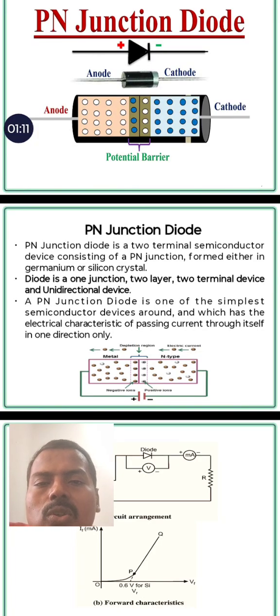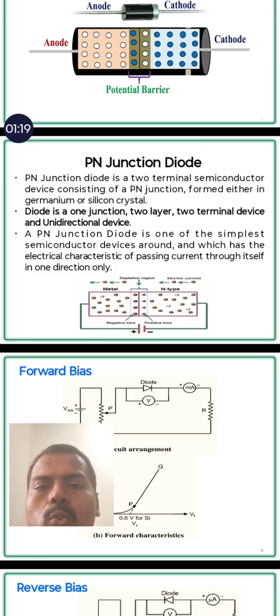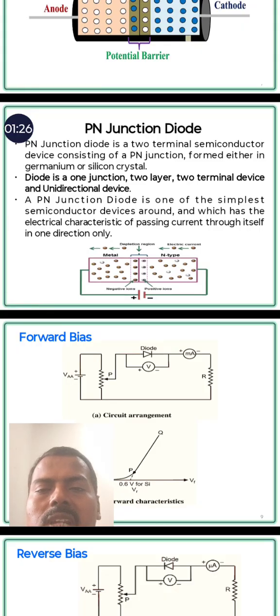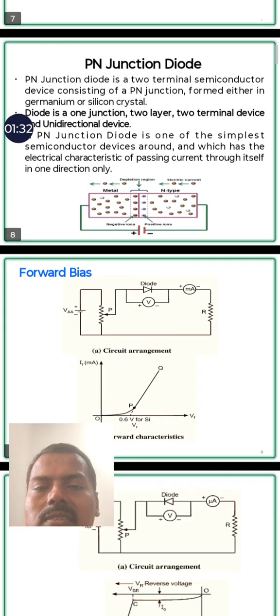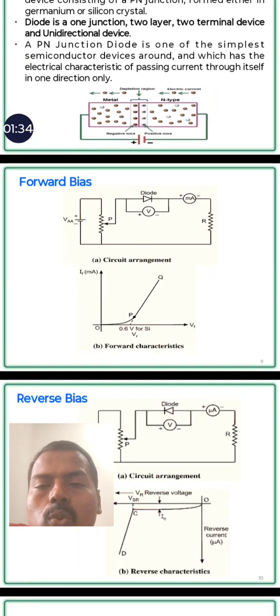So the PN junction diode is a two-terminal device, anode and cathode, formed in either a germanium or silicon crystal. The diode is a one-junction, two-layer, two-terminal, unilateral device. This is the simplest and cheapest semiconductor device, whose electrical characteristics allow current to pass through it in only one direction.